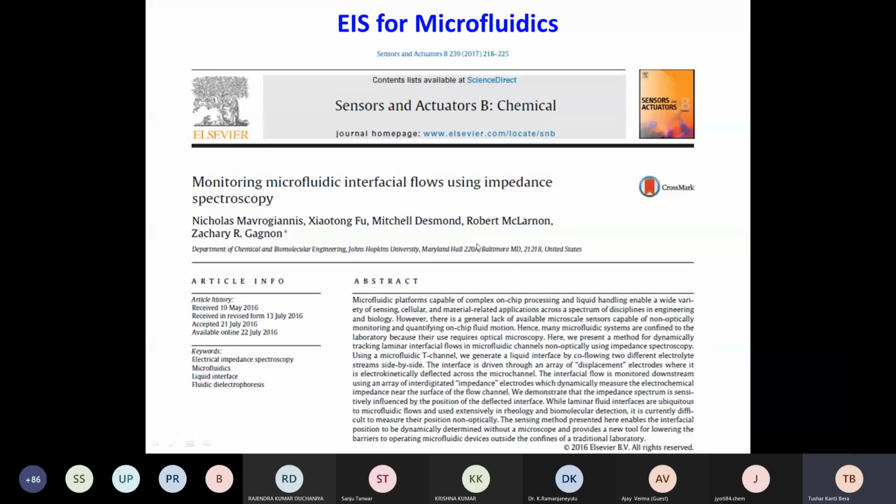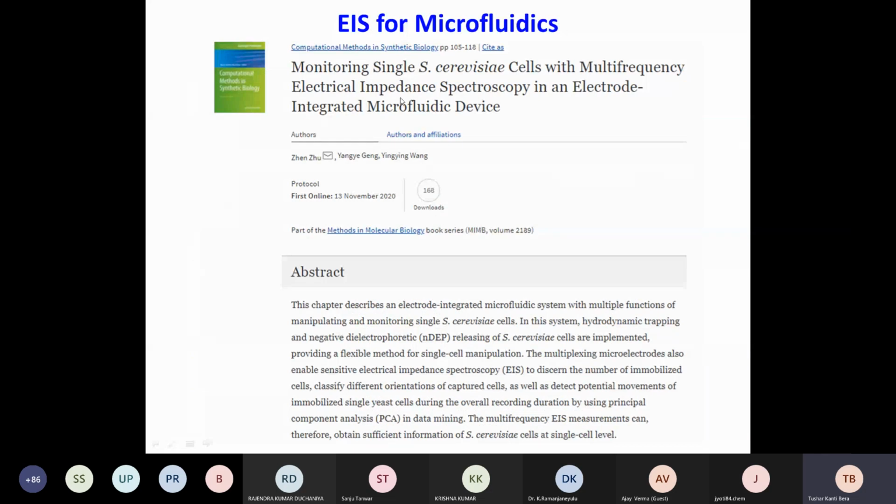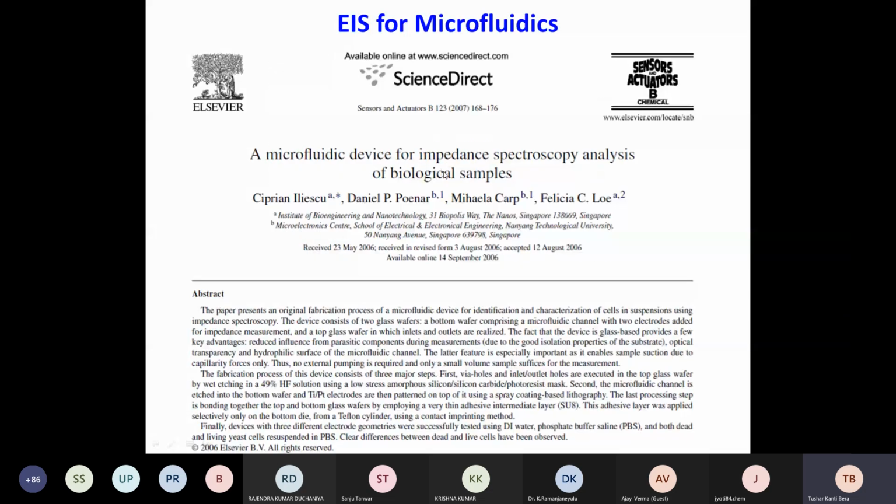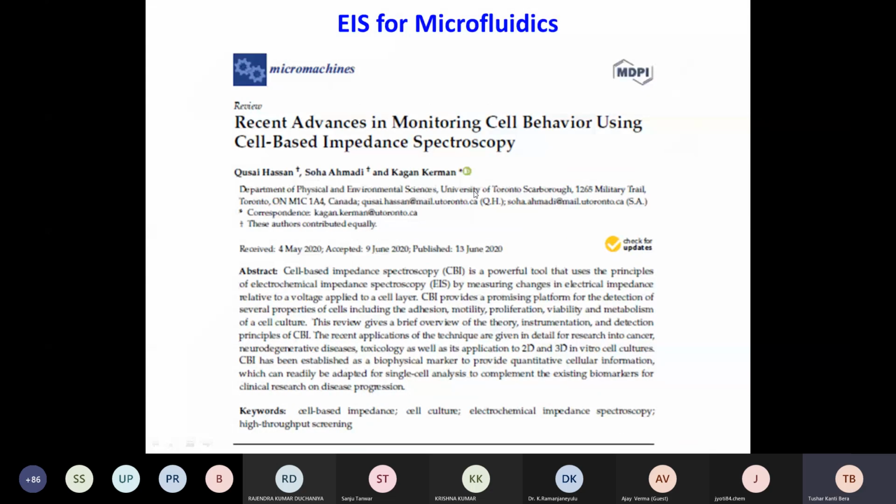So these are the case studies where microfluidics are studied with the help of impedance spectroscopy. Monitoring cell level studies is also possible with microfluidics using EIS. Sometimes it is called microelectrical impedance spectroscopy, because the electrical impedance spectroscopy is utilized at the micro scale. So a microfluidic device for impedance spectroscopy analysis of biological samples. And even using impedance spectroscopy, we can do single cell analysis.